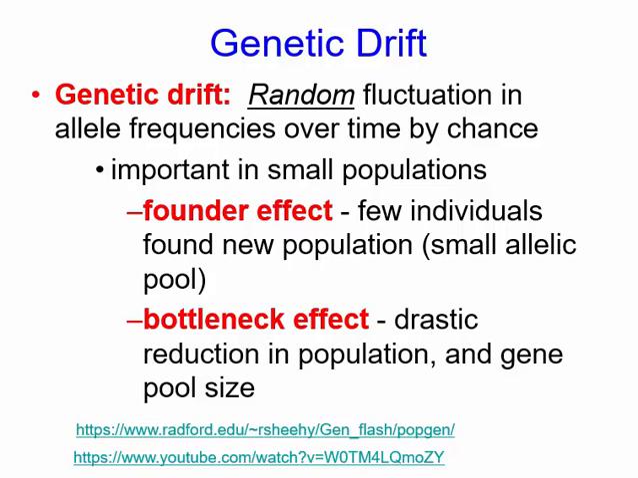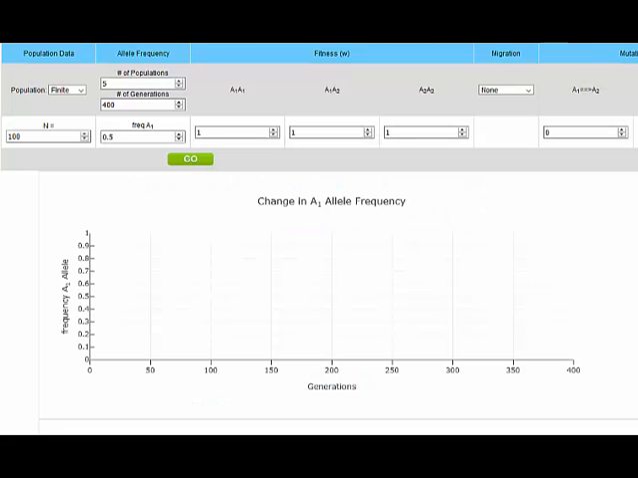But keep in mind, drift is all about random events. There are two components of this where we see drift having a big role. One is called the founder effect, where a few individuals establish a new population. Something else is called a bottleneck effect, where a population collapses in size and is down to only a few individuals. And again, a smaller population is going to be more susceptible to these random events.